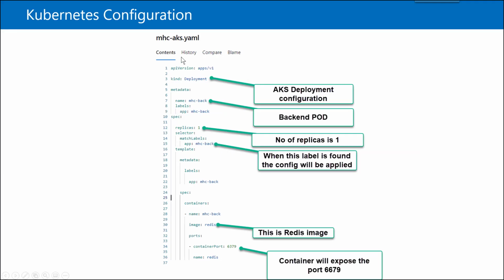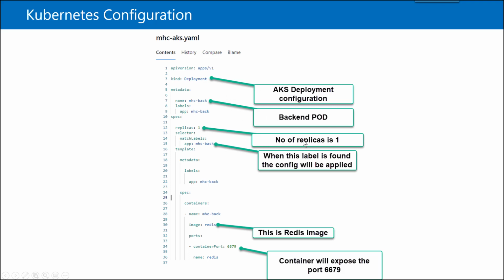Now let's understand the Kubernetes configuration. Kubernetes configuration is used to deploy the pods into the Kubernetes. So first is the deployment configuration, and here we are creating a label so that we can use that label to communicate to that particular container. If you see, this is a backend pod, and this is a deployment configuration file.